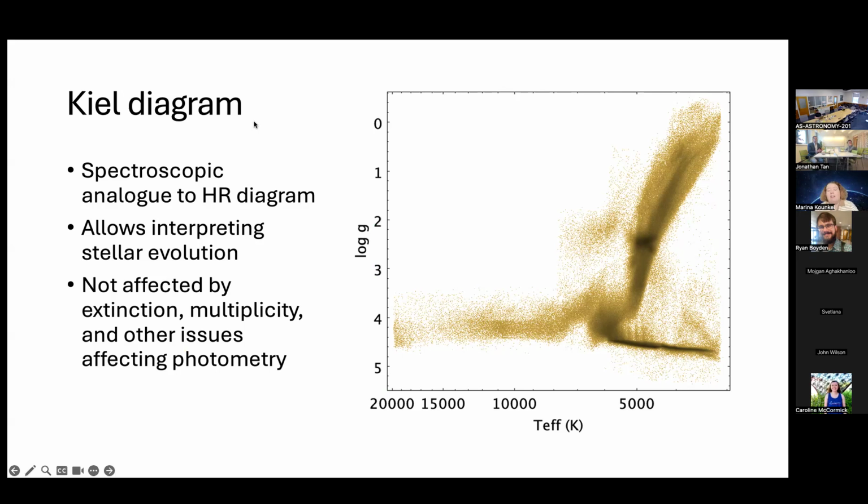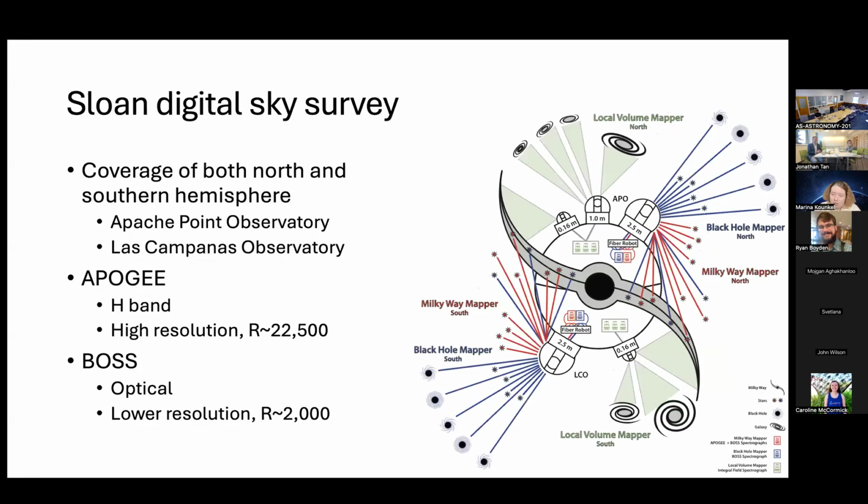Now, this is a Kiel diagram. This is a spectroscopic version of the more familiar HR diagram. But what's special about it is that, unlike the HR diagram, which is done photometrically, the Kiel diagram is not affected by extinction, it's not affected by multiplicity, and it's not affected by any of the other things that affect photometry. So this is a much more direct way to probe stellar evolution. So spectroscopy has revealed itself as quite a powerful technique because of this to analyze the properties of stars.